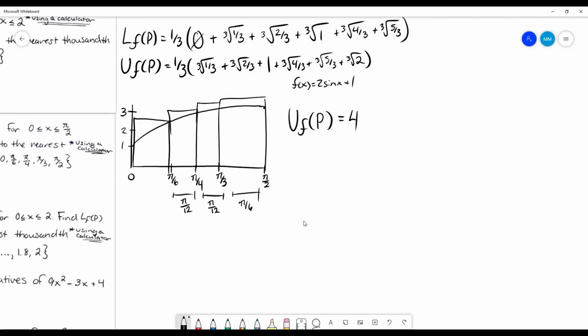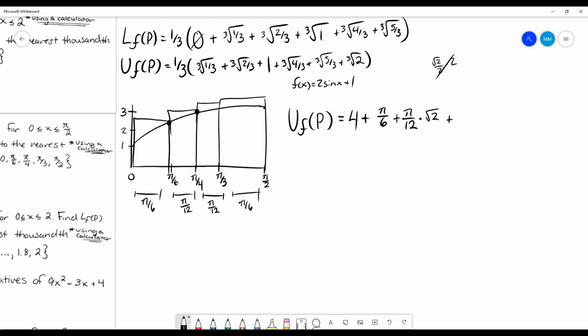So it's going to be 4 plus this first distance of pi over 6 times 2 sine of pi over 6. Sine of pi over 6 is 1/2. 2 times 1/2 is 1, so it's just pi over 6. Next up is pi over 12 times 2 sine of pi over 4. So it's square root of 2 over 2 times 2, or just square root of 2.